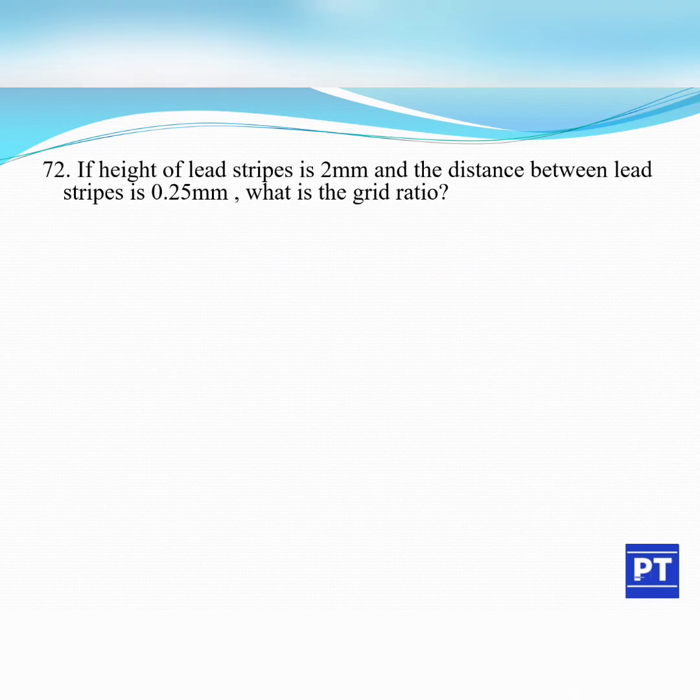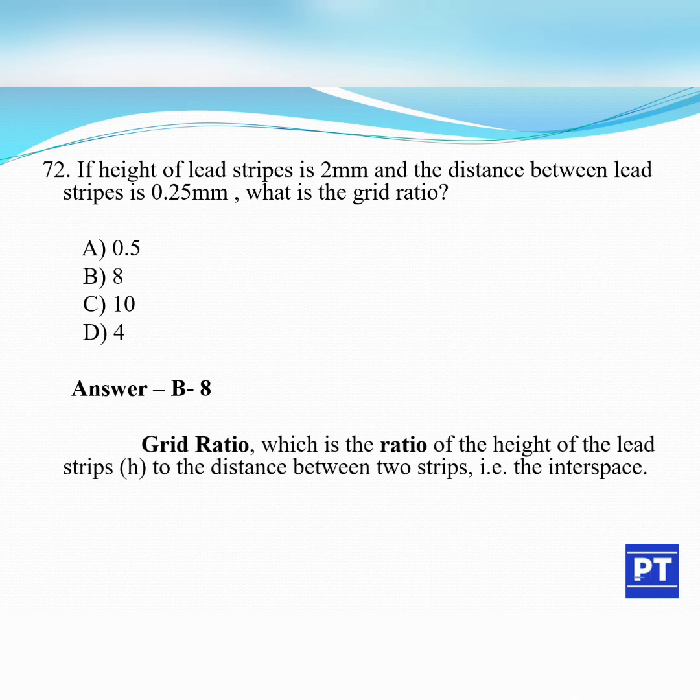Question number 72. If height of lead strips is 2 mm and the distance between the lead strips is 0.25 mm, then what is the grid ratio? Option A, 0.5, option B 8, option C 10 and option D 4. The answer is option B 8.